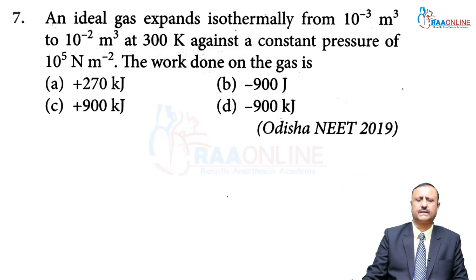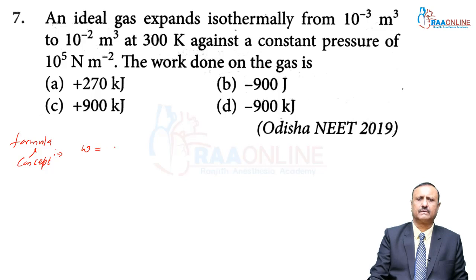Now we can see here, my dear students, question number 7. An ideal gas expands isothermally from 10 to the minus 3 cubic meter to 10 to the minus 2 cubic meter at 300 Kelvin against a constant pressure of 10 to the power 5 Newton per meter square. The work done on the gas. What is the formula and concept? My dear students, here work done on the gas.